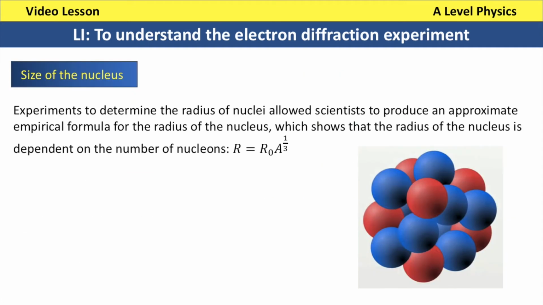So, experiments to determine the radius of nuclei allowed scientists to produce an approximate empirical formula for the radius of a nucleus, which shows that the radius of the nucleus is dependent on the number of nucleons in it. A nucleon is essentially the collective term for protons and neutrons. That equation is given as R, which is the radius of the nucleus, equals R0, which is a constant equal to 1.2 times 10 to the minus 15, multiplied by A, which is the number of nucleons, to the power of a third.